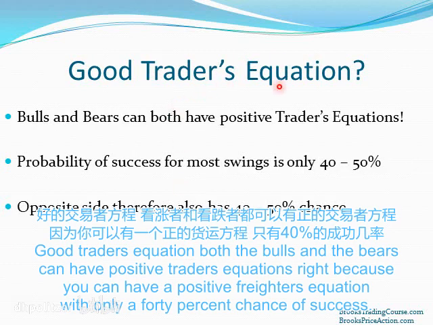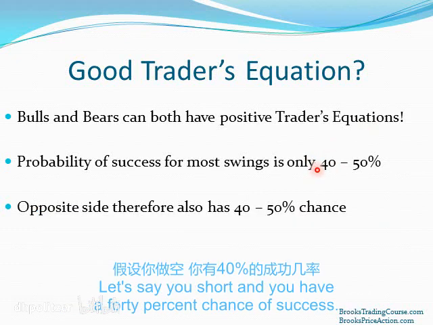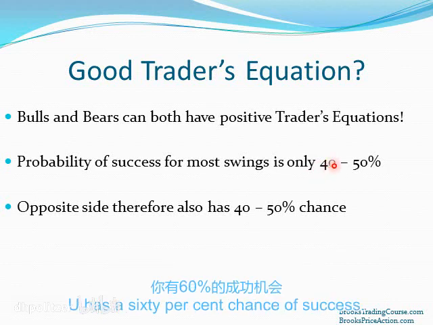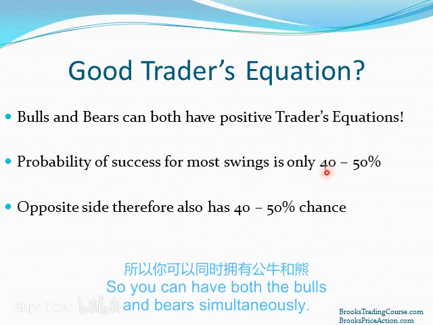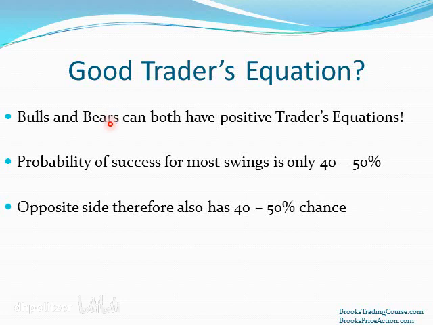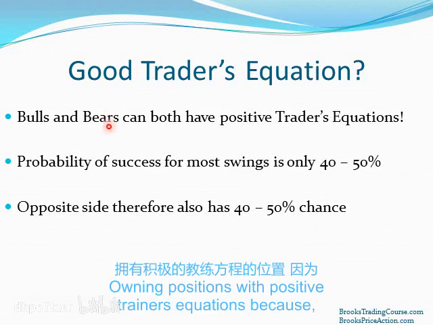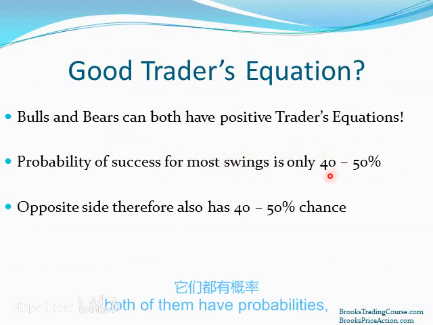Good trader's equation. Both the bulls and the bears can have positive trader's equations, right? Because you can have a positive trader's equation with only a 40% chance of success. That means the opposite side of the trade. Let's say you short and you have a 40% chance of success. The person who sold it to you has a 60% chance of success. So you can have both the bulls and bears simultaneously owning positions with positive trader's equations, because let's say both of them have probabilities less than 50%.